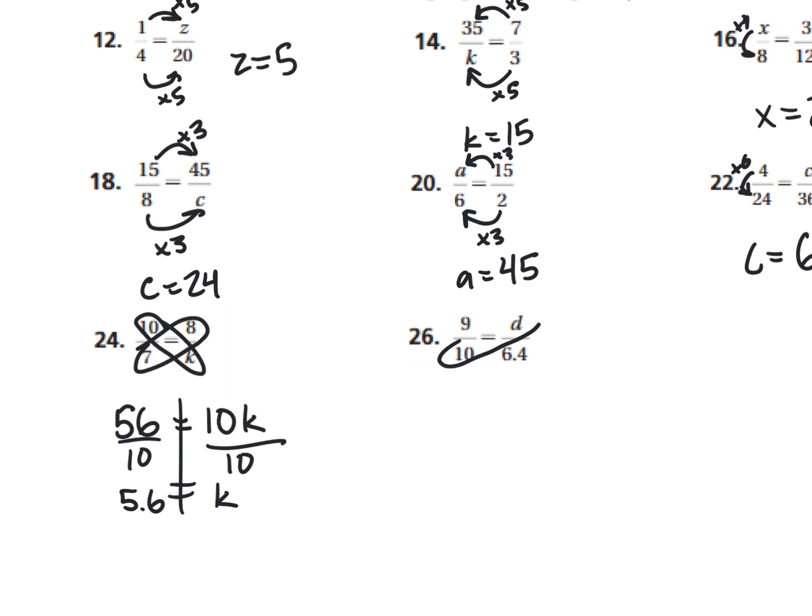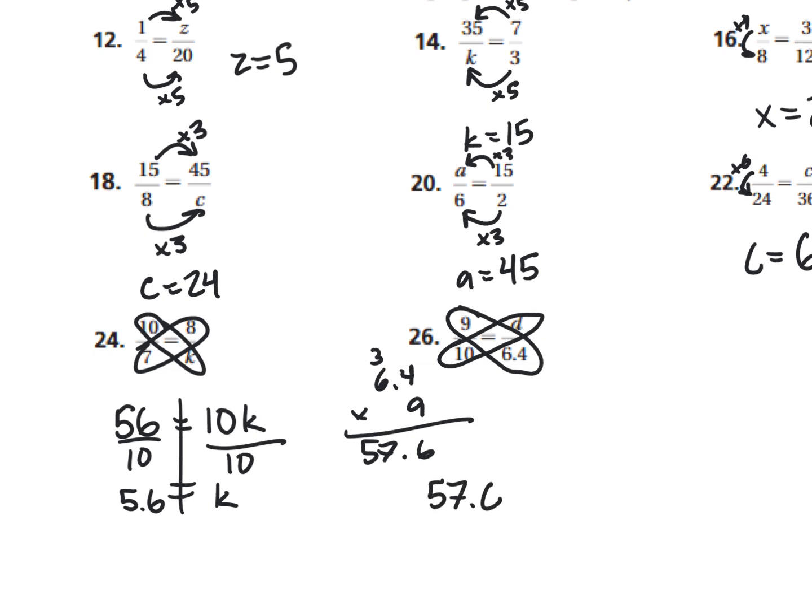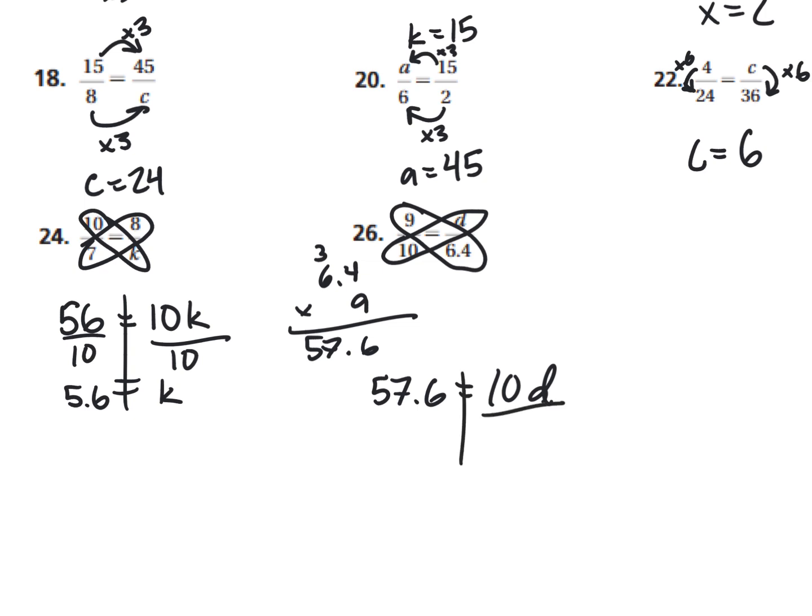Here we go. Same thing for this one. I'm going to cross multiply. 9 times 6.4 will result in an answer of 57.6, equaling 10D. To solve this out, I'm just going to divide by 10, and divide by 10 on this side. I will be left with D. When I divide by 10, I just need to move the decimal place one place to the left. And I get 5.76 is equal to D.